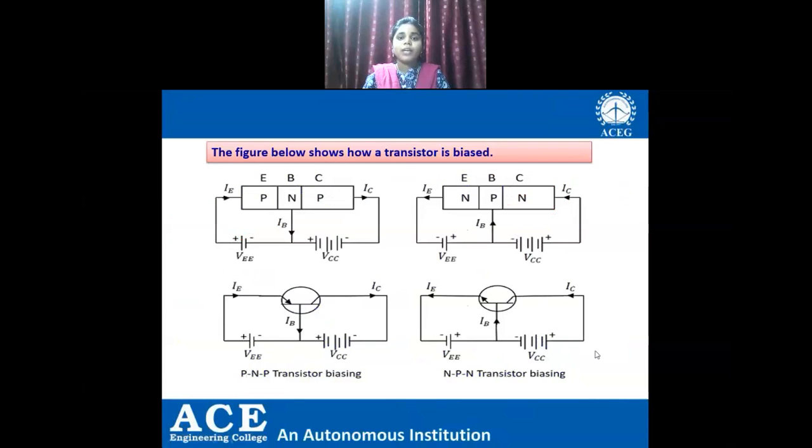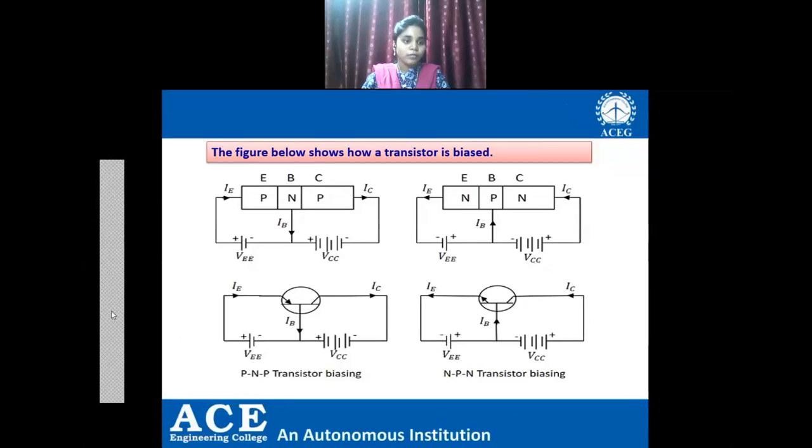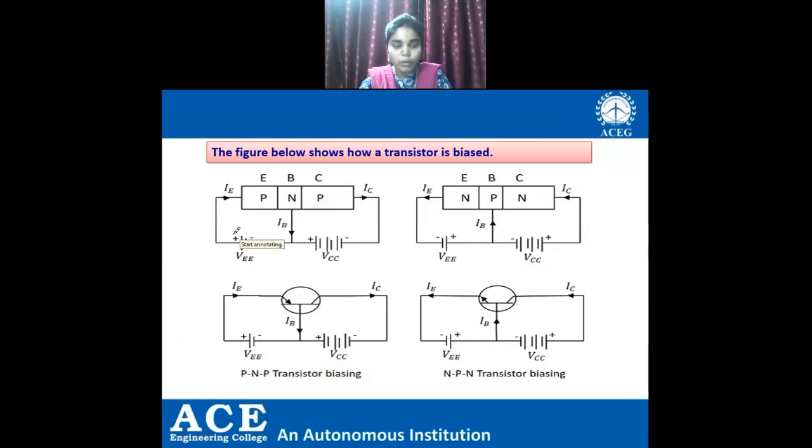Now here we can see the biasing of PNP transistor and NPN transistor. And we should bias in such a way that one junction should be in forward bias and the other junction should be in the reverse bias condition. Look at the first diagram, upper one. Now here P type is connected with positive, right? N type is connected with negative. What do you mean by this? This is what? Forward bias. Clear? Now look at here. P type is connected with negative and N type is connected with what? Positive. Means this is a what? This is a reverse bias.